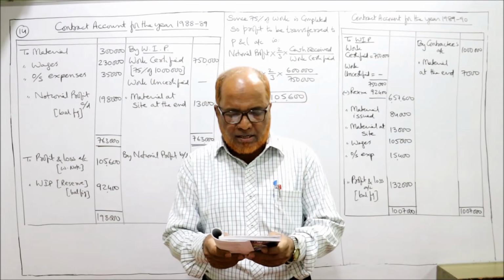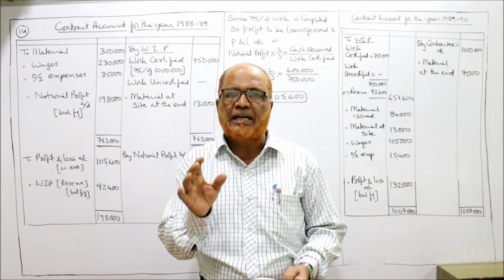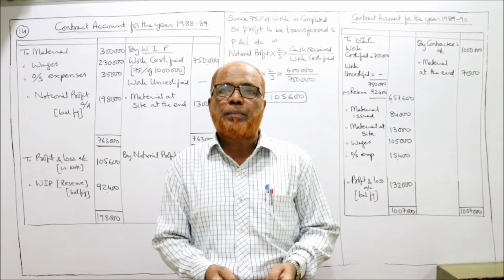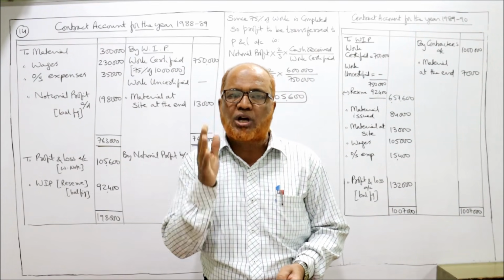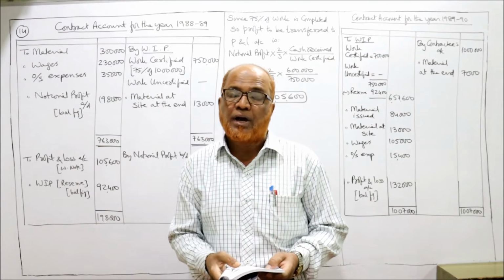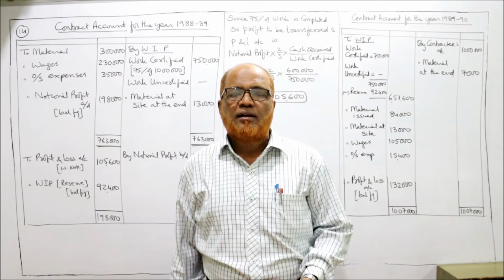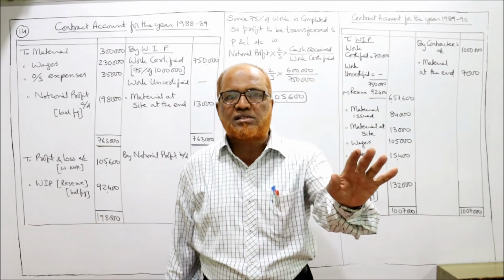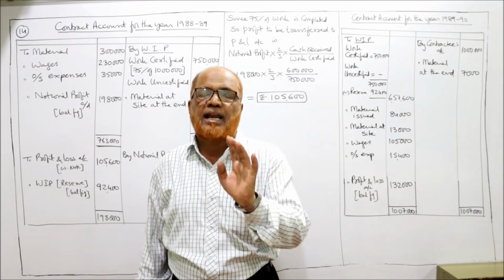And certified completion of work. How much work is certified completed? 75% in the first year, 100% in the second year. That means the contract is finished, completed in the second year. 100%. And how much cash received? 10 lakh. 10 lakh rupees is the cash received and 100% work is completed. That means the contract price is 10 lakh.